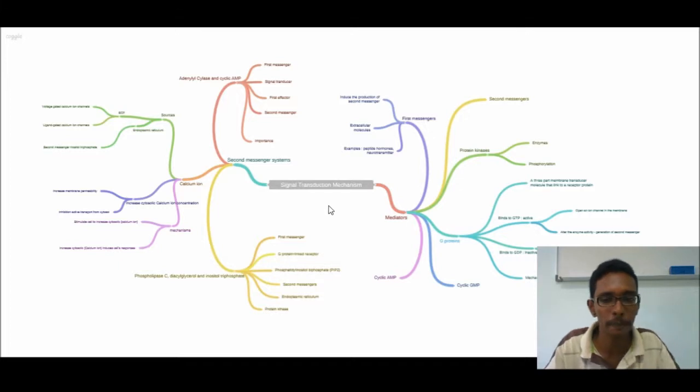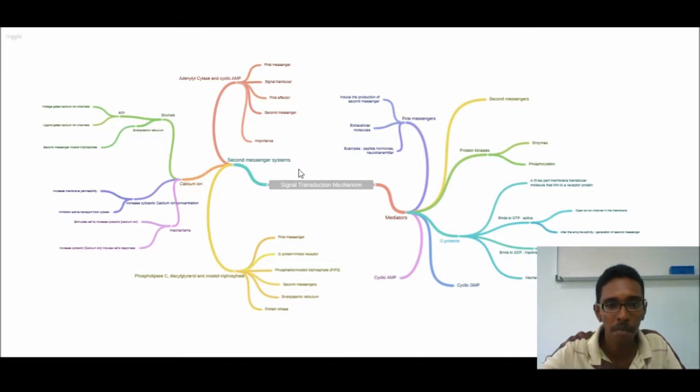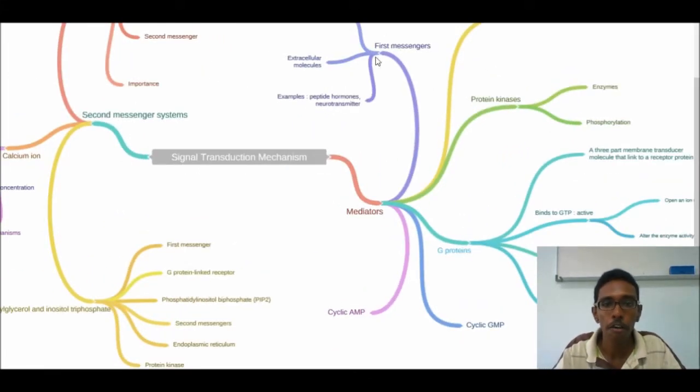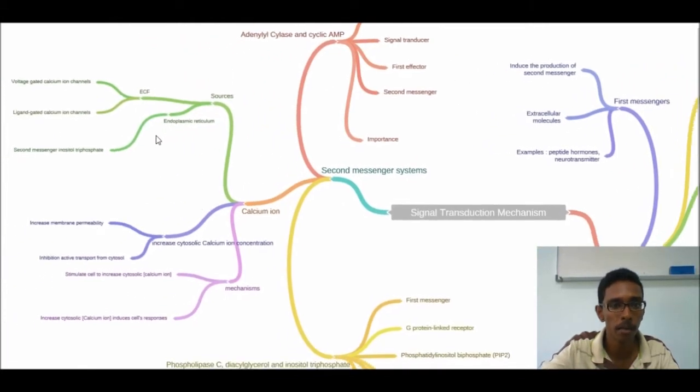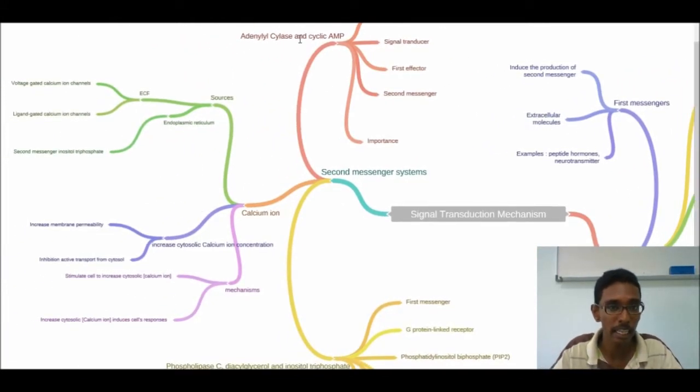We are going to present Signal transduction mechanism 1. In signal transduction mechanism, we are going to focus on mediators and second messenger systems. In mediators, we are going to learn about first messengers, second messengers, protein kinases, G proteins, cyclic guanosine monophosphate, cyclic adenosine monophosphate. Whereas in second messenger systems, we are going to see about adenylyl cyclase and cyclic adenosine monophosphate, calcium ion, phospholipase C, diacylglycerol, and inositol triphosphate.